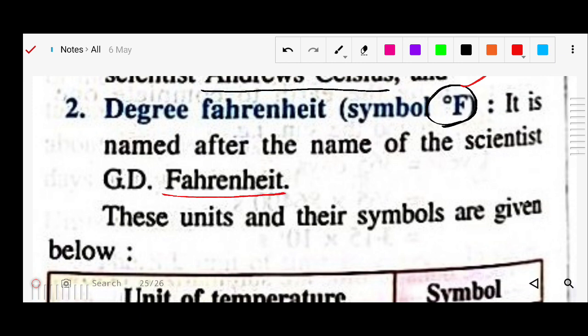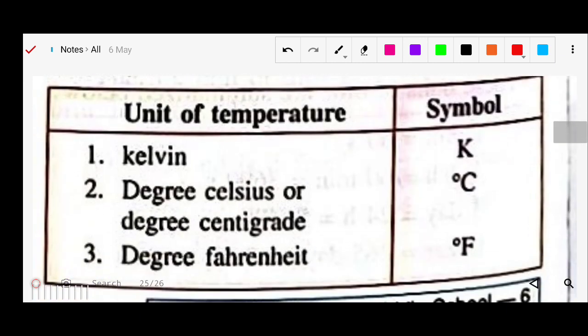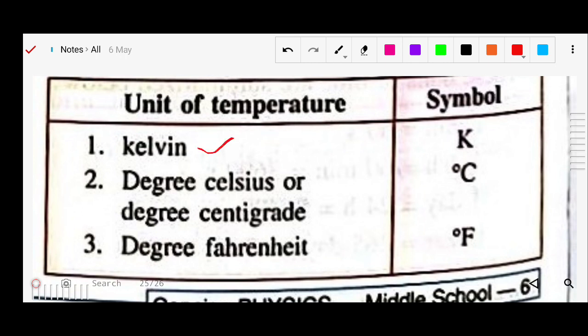These units and their symbols are given in the table. You can see the Kelvin, as you know the rule of writing units. If you write the full name, you can see it starts with a small letter, a small k. But only if you write the short form, the symbol, it must be in a capital letter.